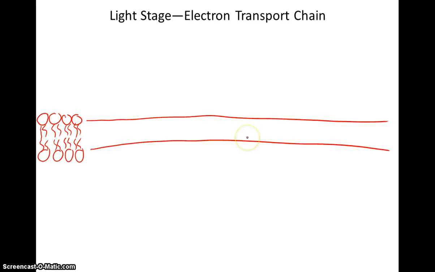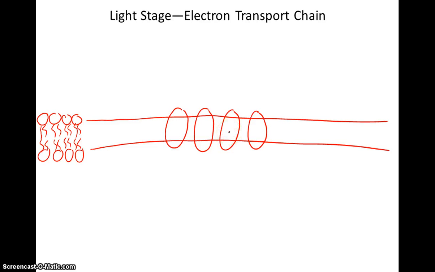This double membrane in the light stage is going to have some proteins in it. We're just going to draw one set of these, and there's going to be 4 proteins in this electron transport chain. You have to think that there's a bunch of these all throughout the membrane. We're just going to focus on one set of 4 proteins. All right, so here are our 4 proteins sitting inside the membrane.